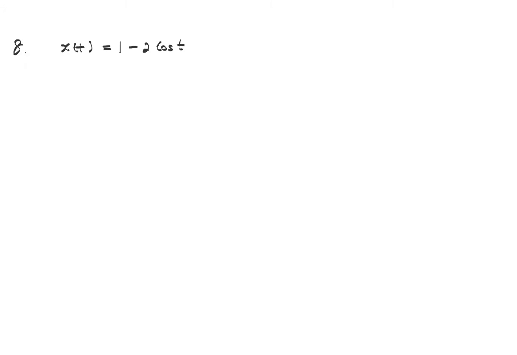So show algebraically means part A, I have to find the velocity. I have to differentiate this. I have to find the rate of change of displacement. So rate of change of 1 is 0. Rate of change of cos is negative sin. Do I need to times by anything?